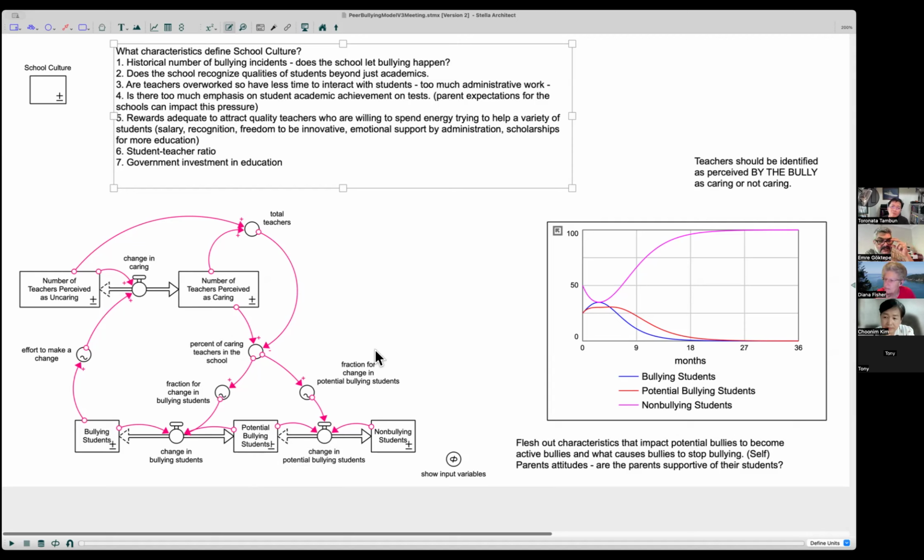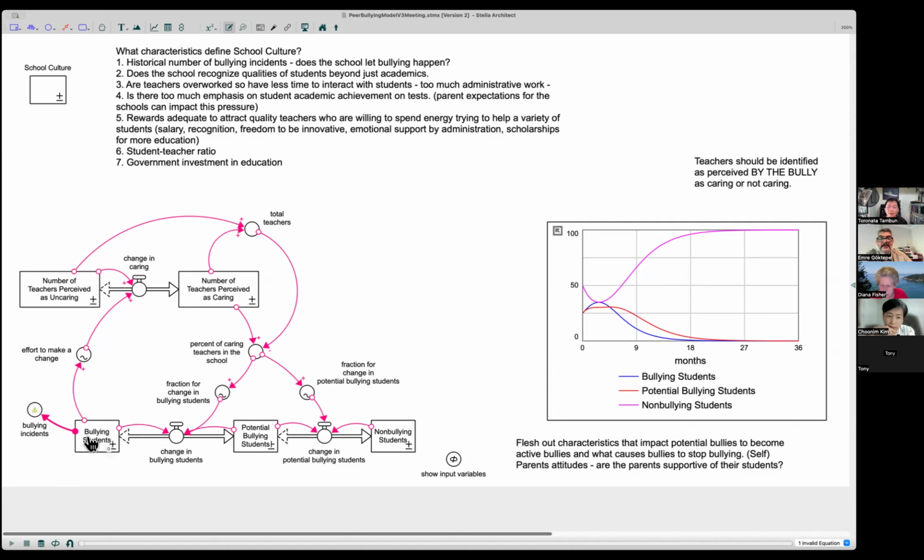Combine both of the models by putting a converter from bullying students to the incidents. So, more bullying students, more incidents, creates an effort. So maybe we can just use both of them by this. Yeah, you mean you're referring to number 1, right? Historical number of bullying incidents. I'm going to add it later. Okay, so a converter, then, like that. And from bullying to the effort, instead of from bullying to the effort.